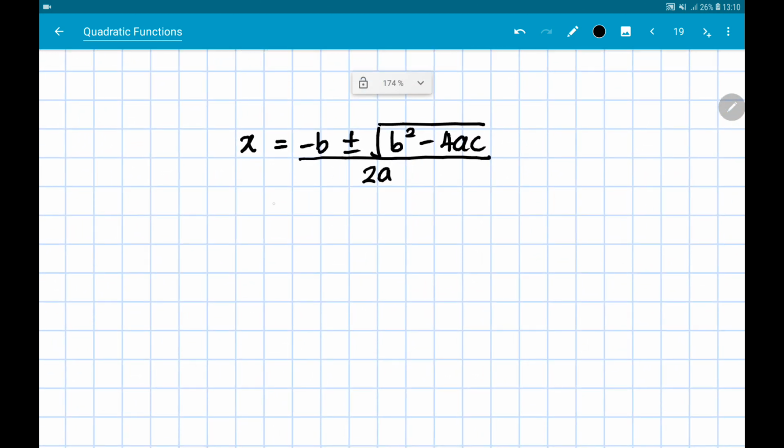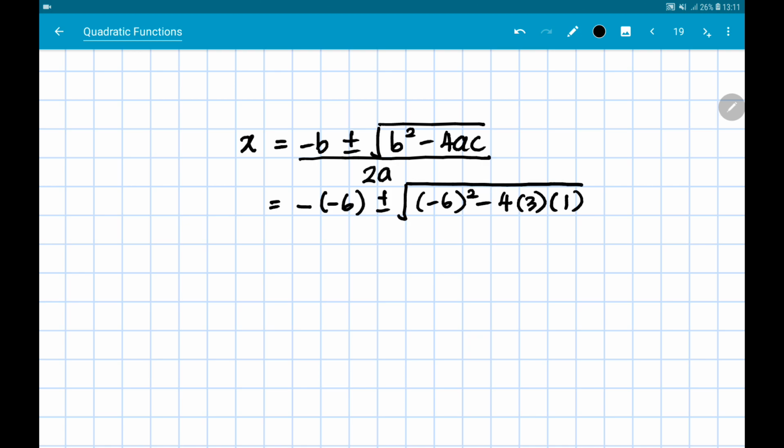So again, x equals negative b. The b number is negative 6, so use the bracket, negative 6, plus minus, again b, negative 6, bracket squared, minus 4, a number is 3, c number is 1, and then we square root this whole thing, divided by 2a, which is 3. Okay, now let's simplify this part by part.